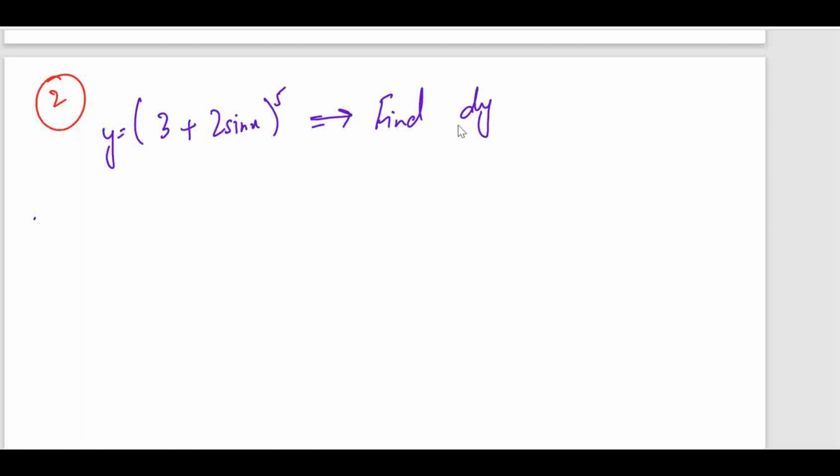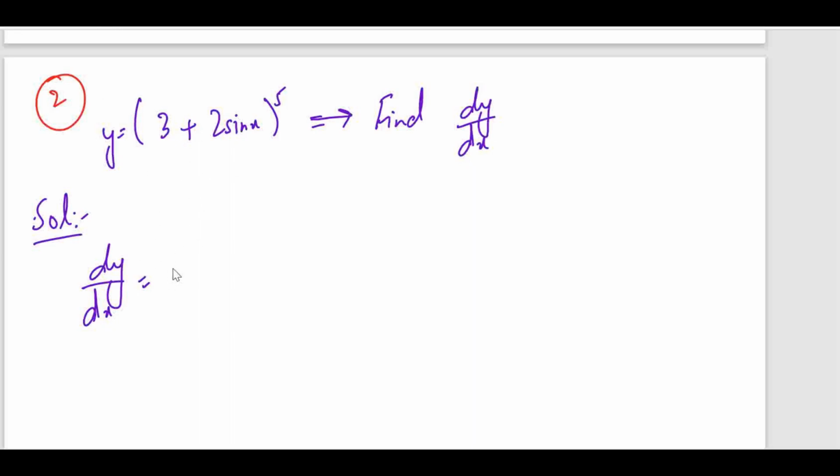The second example. Now the second example, y is equal to (3 plus 2 sine of x) whole power 5. What we have to do is find dy by dx. In the previous case we had to use the quotient rule, but here we have to use the power rule first.